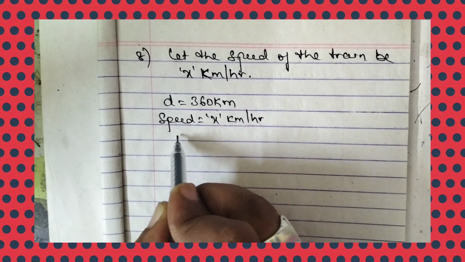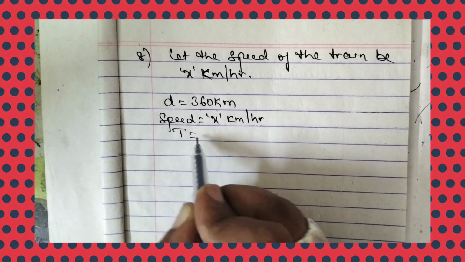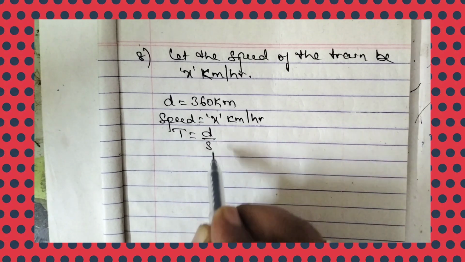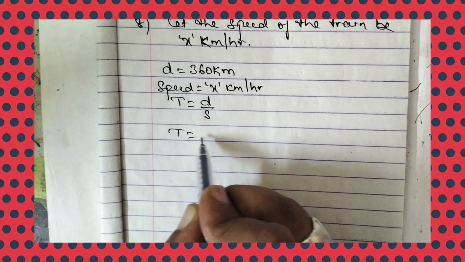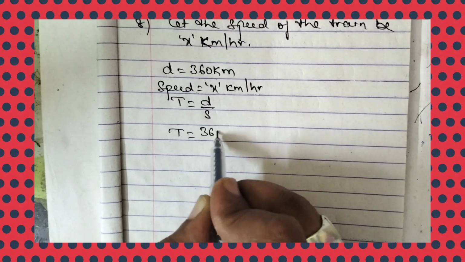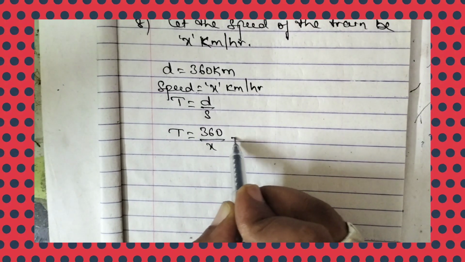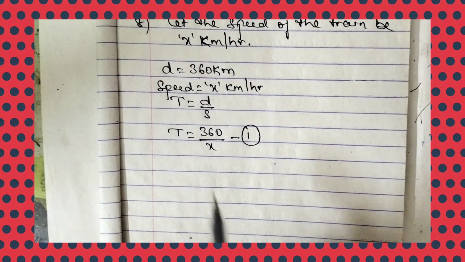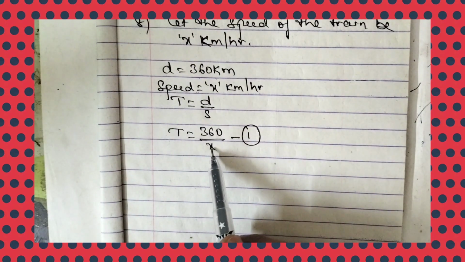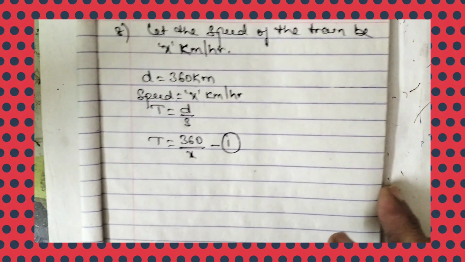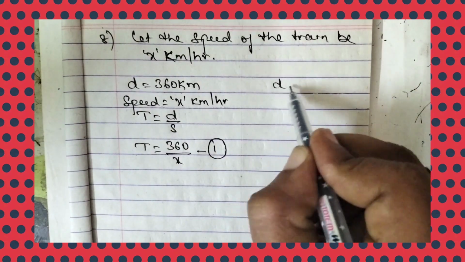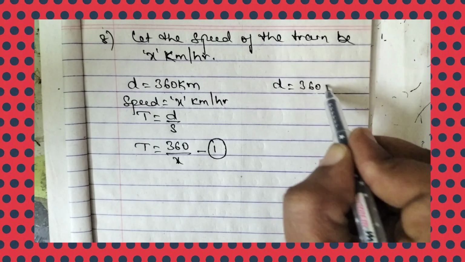So distance given, speed given, then what will be the time? Time is equal to distance by speed. So time is equal to distance 360 divided by speed X. You call it as 1. This is the time taken if the train travels at a speed of X kilometer per hour. Next, the distance to be traveled is 360 kilometer.